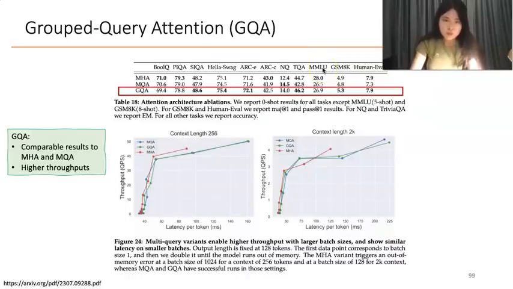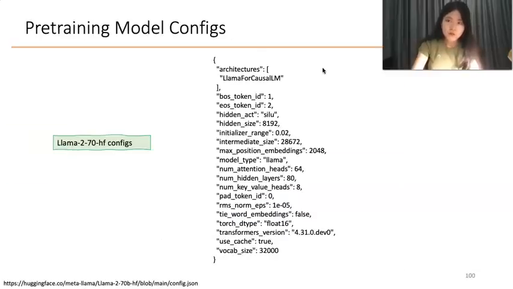And in terms of computation and performance, GQA doesn't hurt the performance compared to multi-head attention, and it gives you higher throughput. So I guess that's why GQA is used for Llama 2. And here are more pre-training model configurations for the Llama 2 70B Hugging Face model. As you can see, the vocab size is 32K, and the hidden dimension size is around 8192, and you can also take a look.